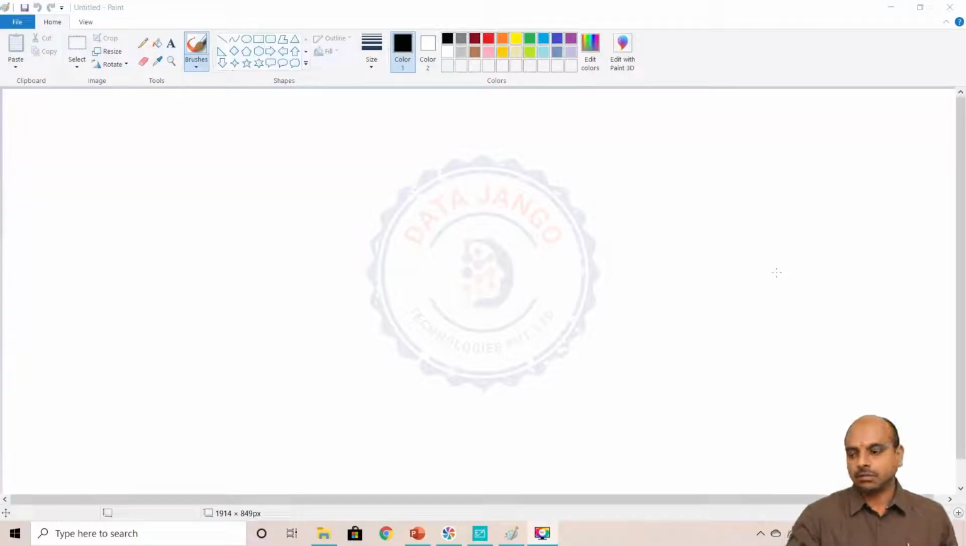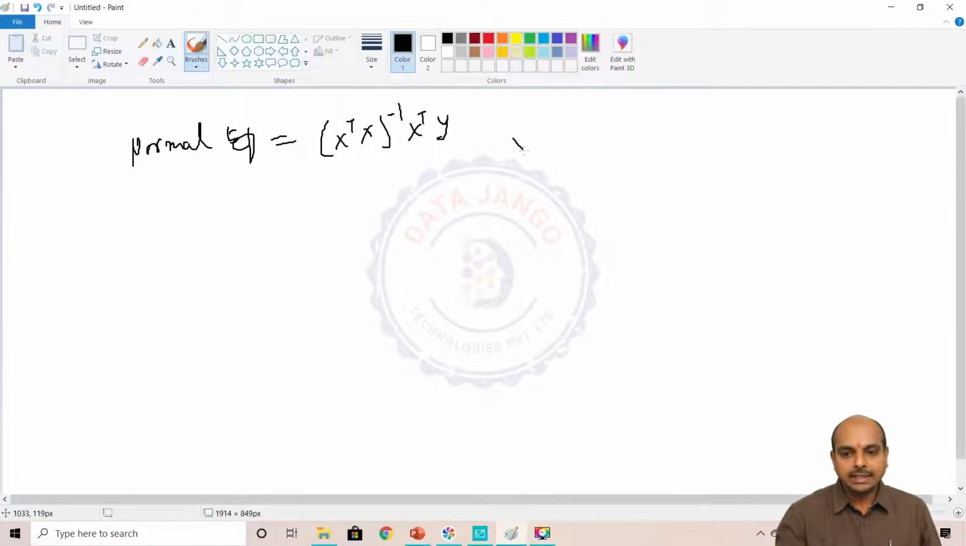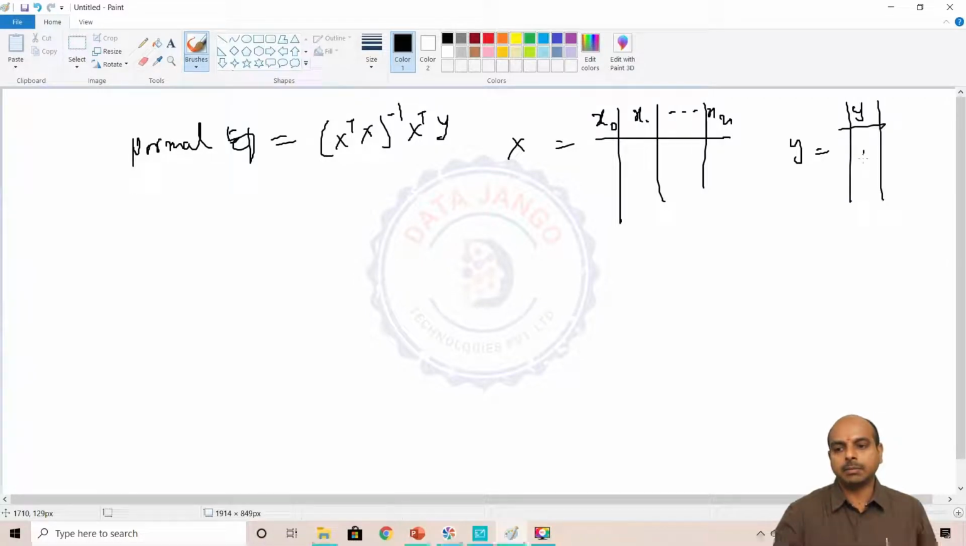Hello and welcome back. We have understood the linear regression algorithm, how it works, and the solver we used in linear regression. Scikit-learn's linear regression algorithm used the normal equation. The normal equation formula is: X transpose X whole inverse, X transpose y. What is X here? All the input data, x0, x1 and so on, xn, the big X, and y is the output variable, the target variable.